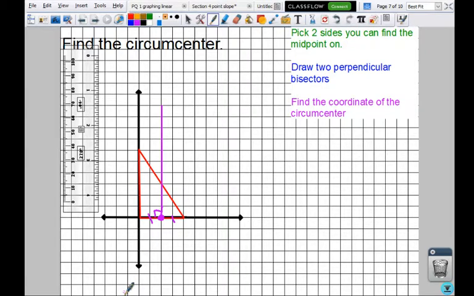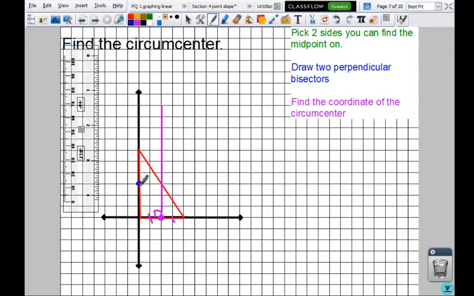I need to find my second one now. I'm going to find a second perpendicular bisector, and it's going to be the exact same process. So I'm going to pick a side I know for sure where I can find the middle of, and I'm going to do this left side because it's a lot easier. So it is 1, 2, 3, 4, 5, 6, which means in the middle is 1, 2, 3.